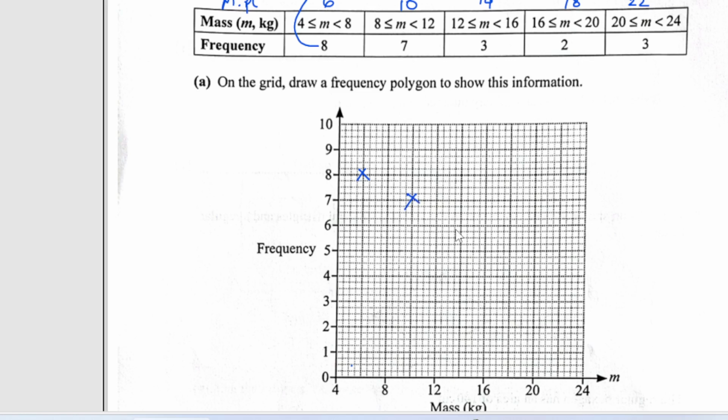Then we have 14 and 3. So 14 will be between this and this, and 3 is here. Then we have 18 and 2, here. And then we have 22 and 3, which is here. So now we are just going to draw a simple line, you can use a ruler. So this is the frequency polygon.